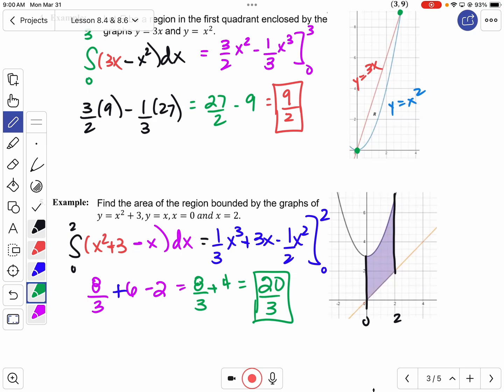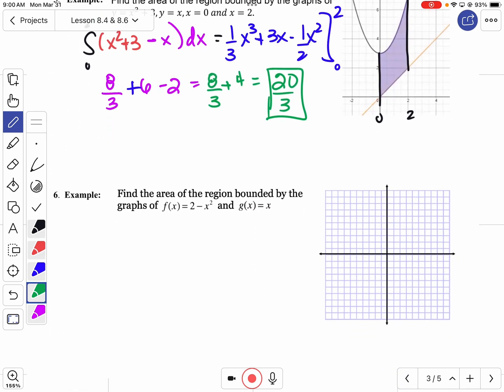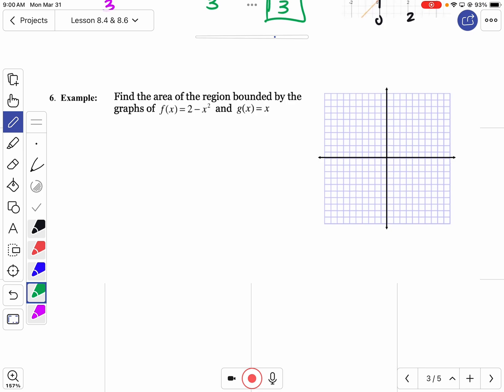So, any questions about those two? All right. It's nice when they give me the whole region, they give me the whole graph, we can see it. Let's do one where they don't give me anything. They just give me the algebraic expressions and we have to do all the rest. Okay. It says find the area of the region bounded by the graphs of f of x equals 2 minus x squared and g of x equals x.